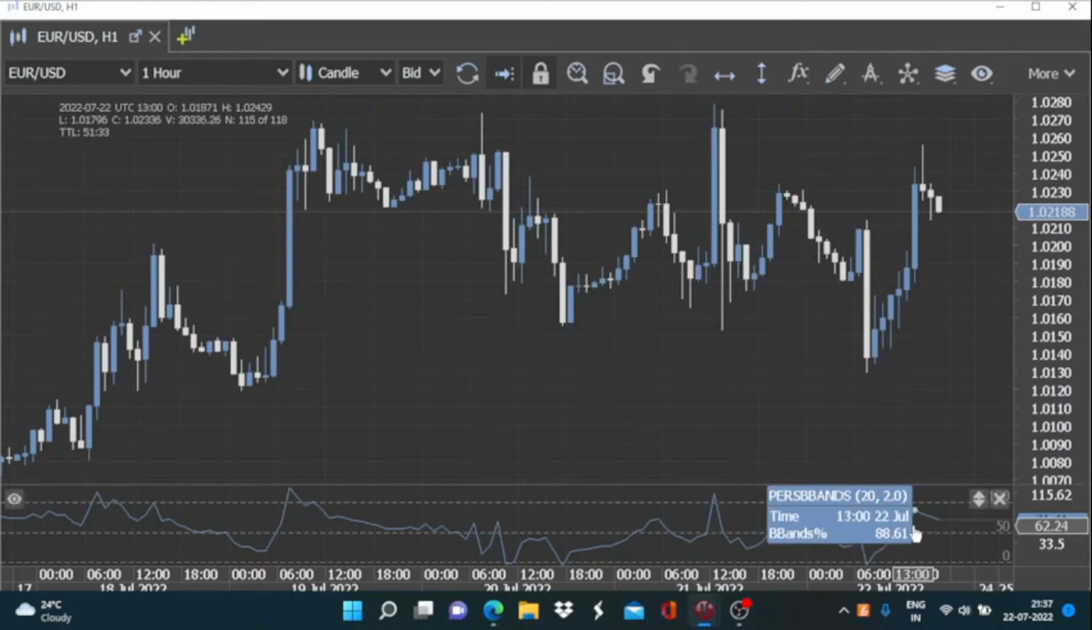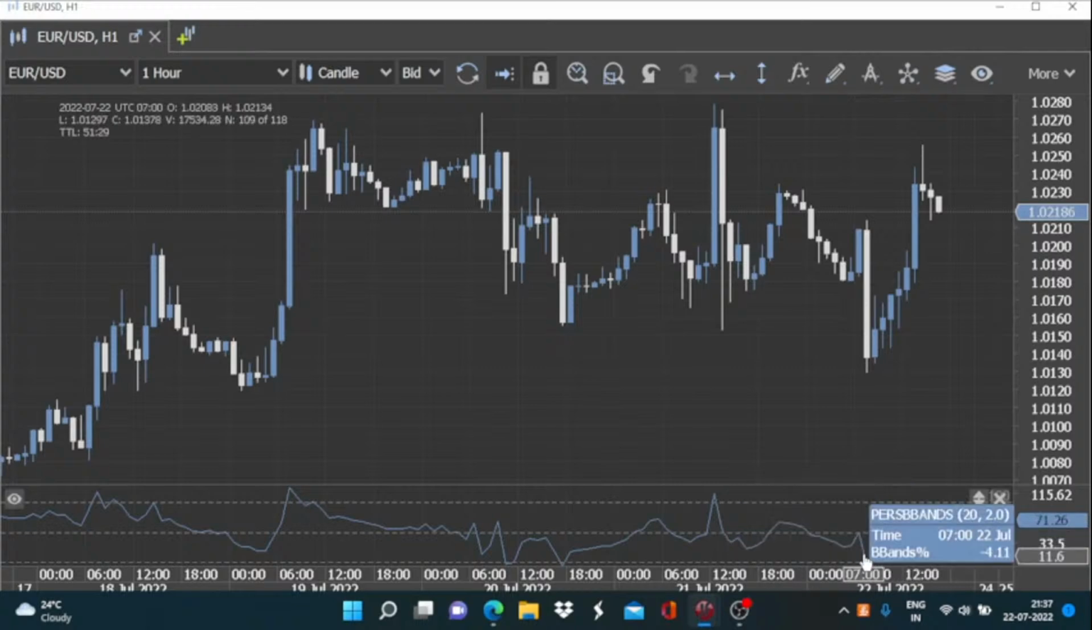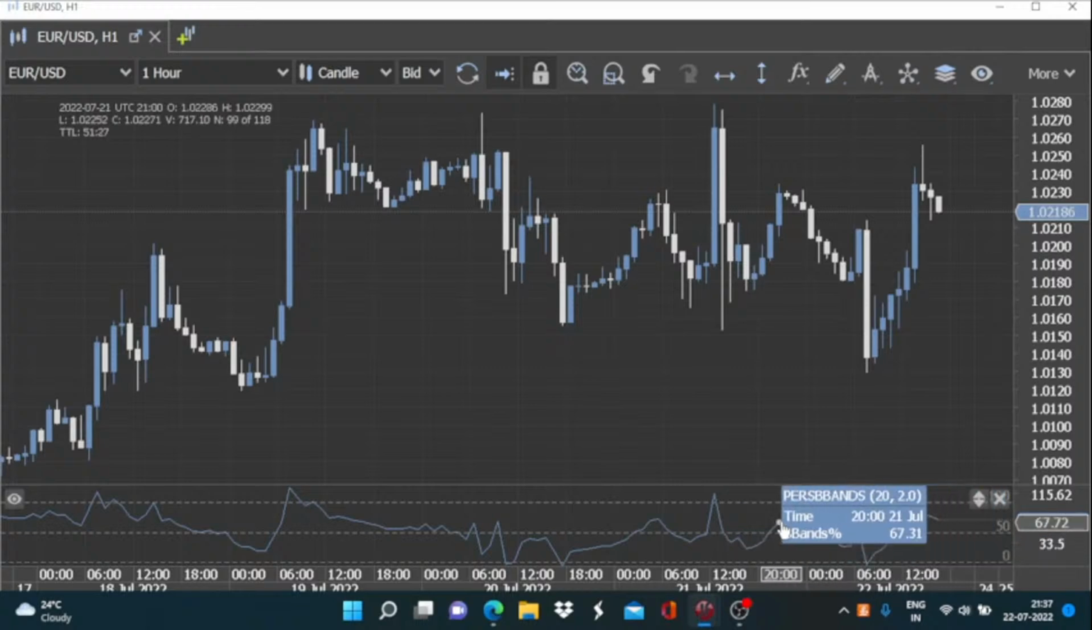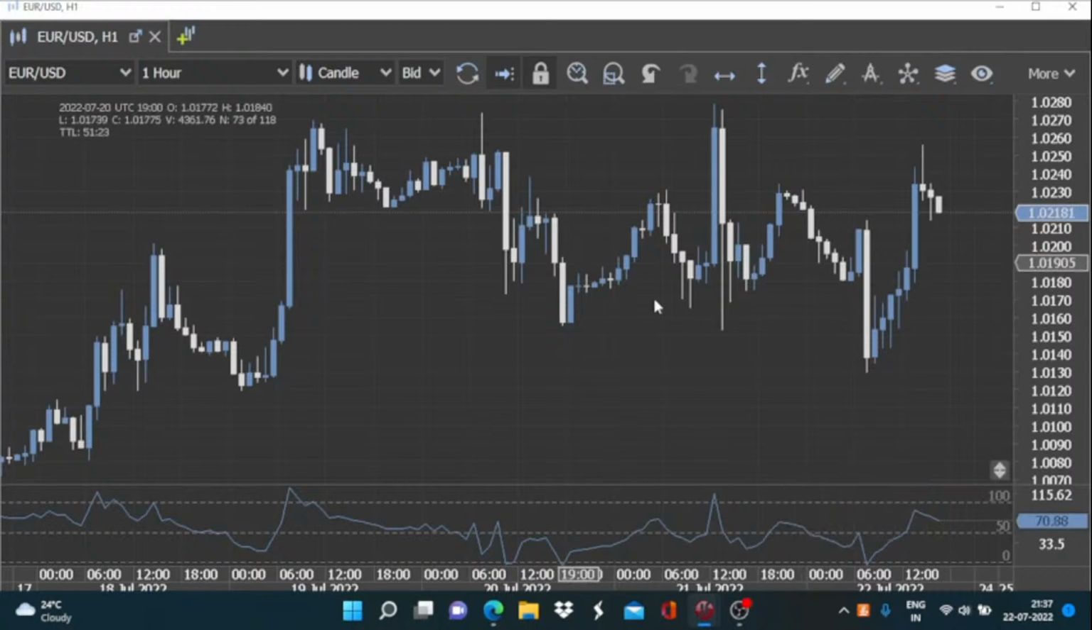So here is our indicator, the percent Bollinger Band, and this is simply a percentage representation of the volatility. It is not really much different; the representation is only different compared to the actual Bollinger Band. If I plot the Bollinger Band, you will observe that this range of 0 to 100 is simply the range between the upper and the lower band.